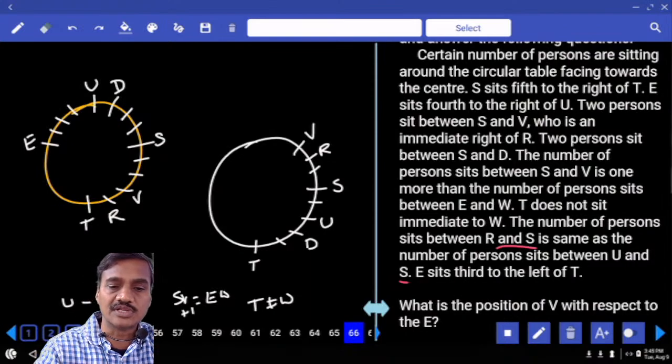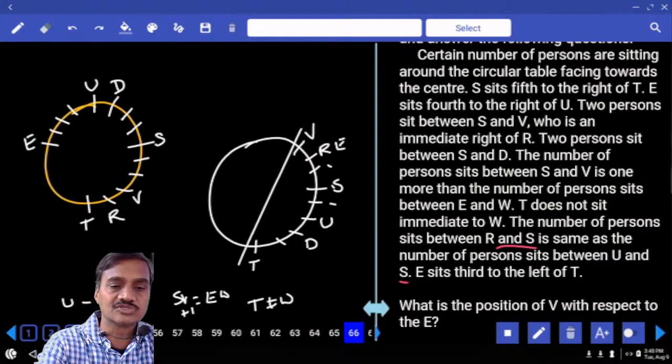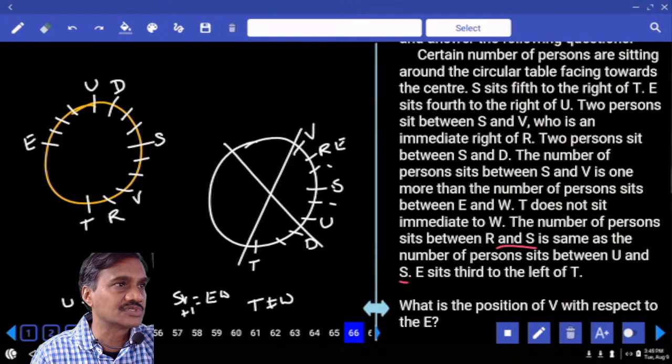And E is fourth to the right of U, 1, 2, 3, 4. R and E must be in the same place. Is it possible? Hence the second case is invalid. Now we are left with the first case.